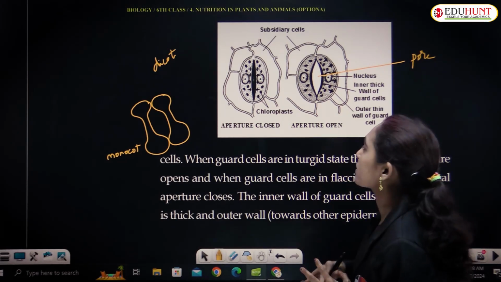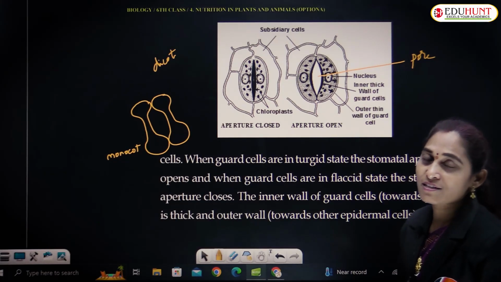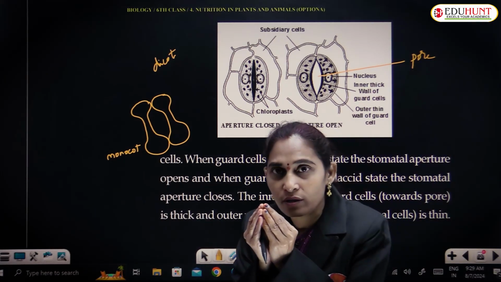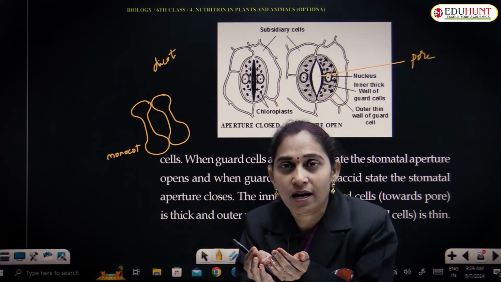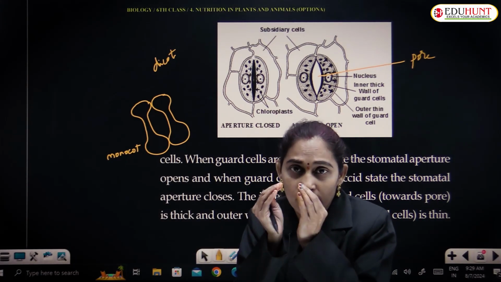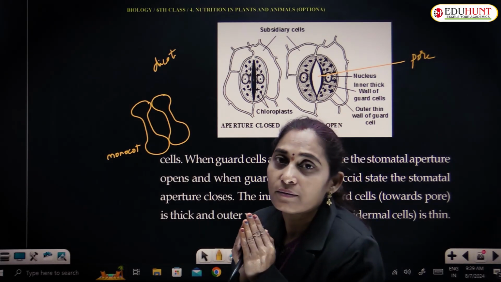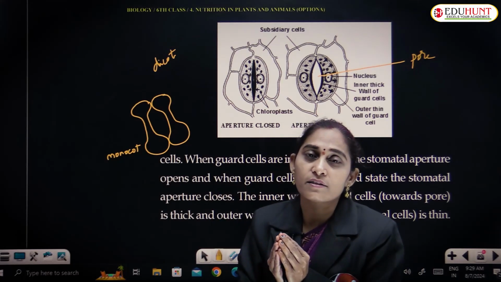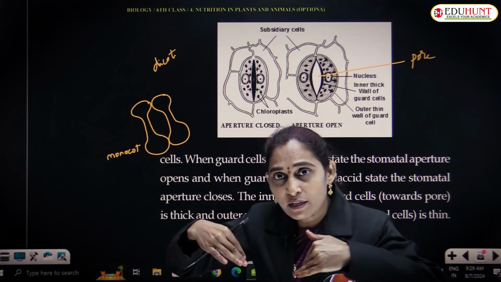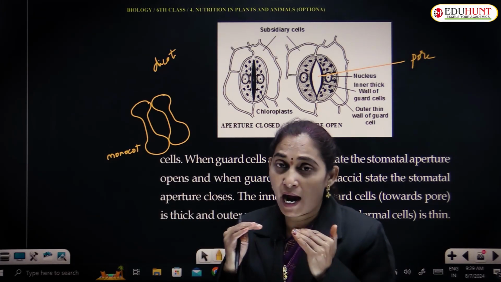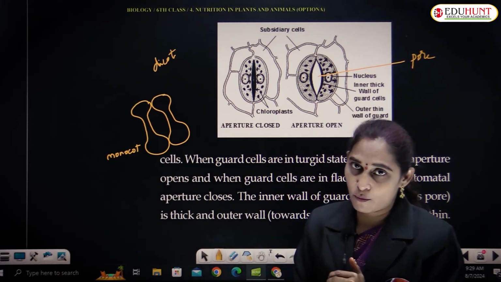Surrounding the guard cells, there are epidermal cells called subsidiary cells or accessory cells. There is a pore called stoma. Surrounding that, there are two guard cells. In guard cells, there is chloroplast, green in color. Surrounding the guard cells, there are cells called accessory cells or subsidiary cells. And there is a cavity behind the stomata called the substomatal cavity.